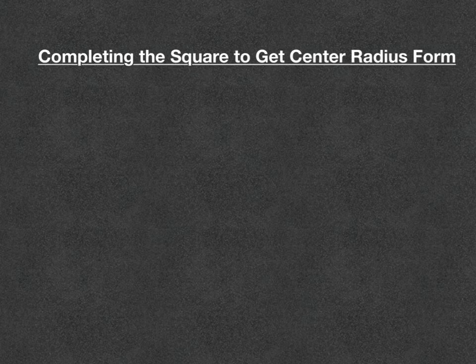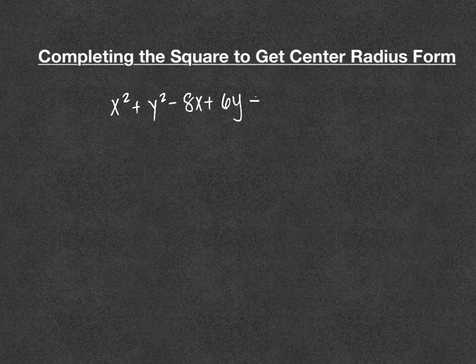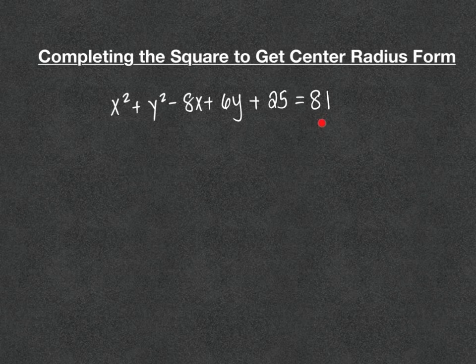Okay, sometimes the circle equation will be given to you in expanded form, and they will ask you to find the center radius form. Let's show you what I mean when I say expanded form. The example that I'm talking about here is x squared plus y squared minus 8x plus 6y plus 25 equals 81. Basically, this is an equation of a circle. They just expanded everything out.